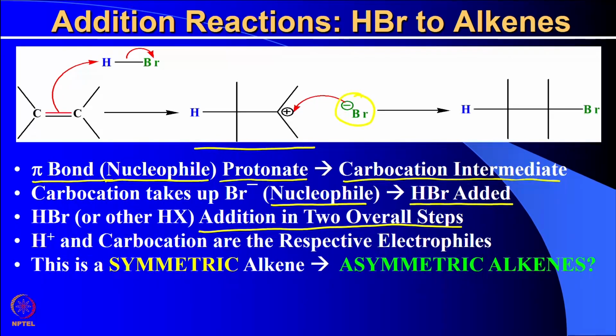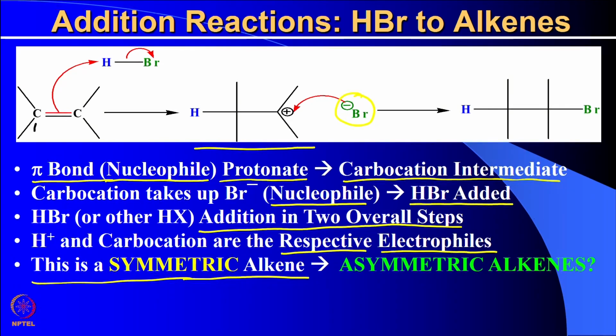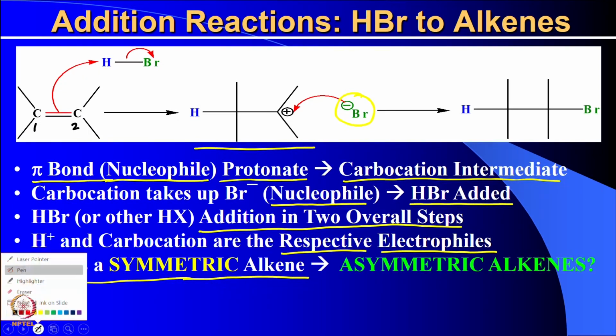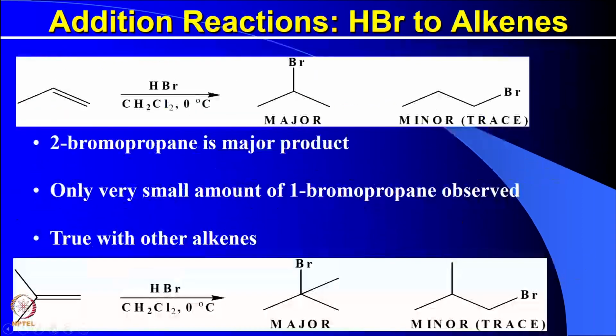H plus and carbocation are respective electrophiles, and this is a symmetric alkene where we have discussed this addition reaction. So in the case of a symmetric alkene, it does not matter whether on the first carbon or on the second carbon the H plus gets added. But this becomes important when the alkene is asymmetric. That means the two carbon atoms C1 and C2 have different substitutions.